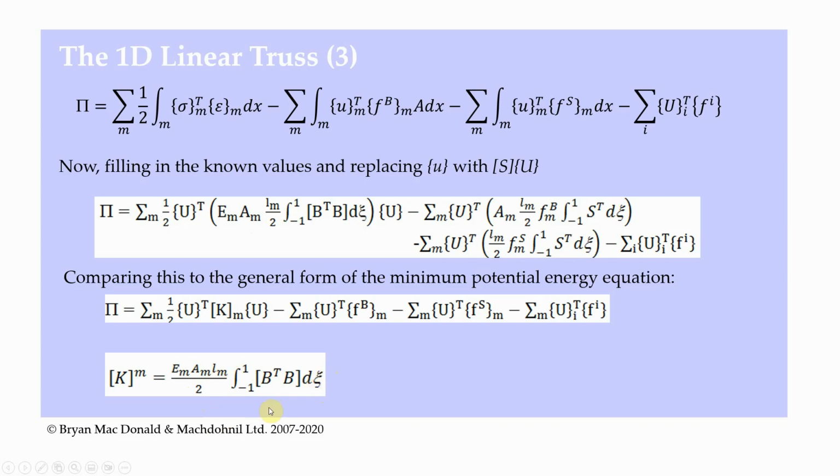By using eta, we've set the limits of integration between 1 and minus 1. And we know that B is the strain displacement matrix from previously, which is 1 over L, 1 and minus 1. So we can put all those things in there, and we end up with this here. Once we do B transpose times B and integrate between 1 and minus 1, we get this matrix here. So the stiffness matrix for a one-dimensional truss is EA over L, 1 minus 1 minus 1 and 1.